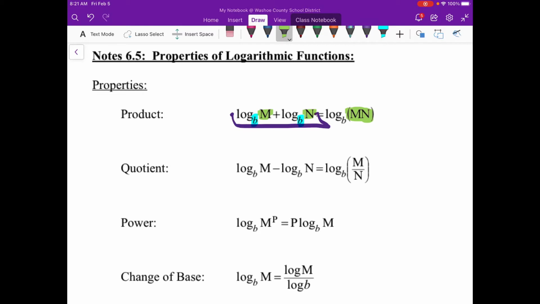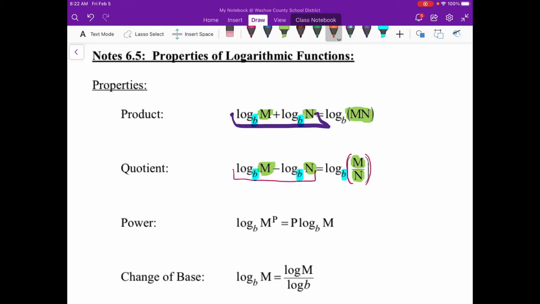Okay, very similar with division and subtraction. When we were dividing exponents, something like this, it would simplify to x to the third because you would take 5 minus 2. Now with logs, anytime that we are subtracting log terms, we're going to take the terms and divide them by each other. So again, as long as they have that same base b, the term m, the first one, goes in the numerator, the second one goes in the denominator.